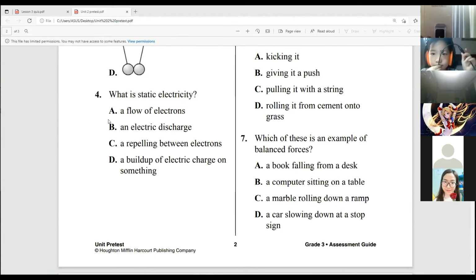Okay, what is static electricity? Is it A, B, C, or D? A flow of electrons, an electric discharge, a repelling between electrons, and a buildup of an electric charge.